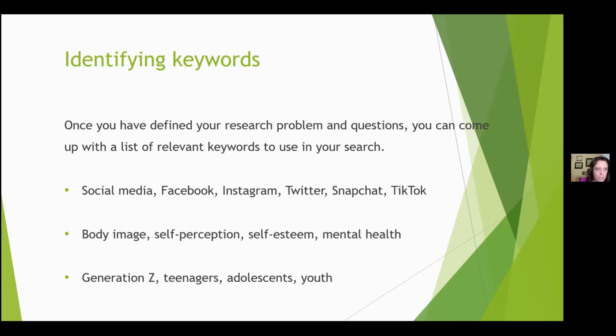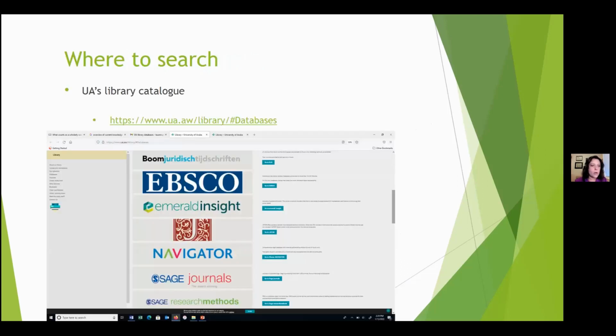I actually took out the bold. So, okay, you've decided that you're going to write about body image, social media, Gen Z. Well, here are some of the actual synonyms that you can use as keywords to find the information. So again, social media, maybe you're looking at Facebook, Instagram, Twitter, Snapchat, TikTok. And again, body image, a synonym for that would be self-perception, self-esteem, mental health. Generation Z, maybe teenagers, adolescents, youth.